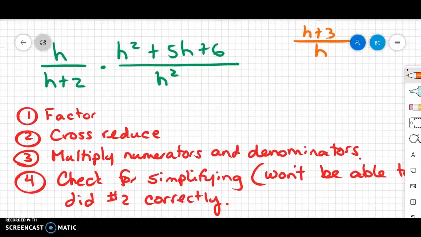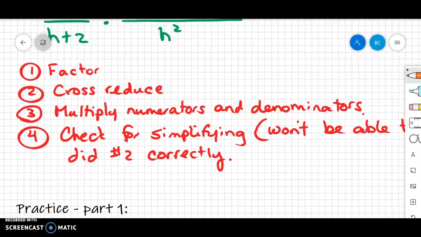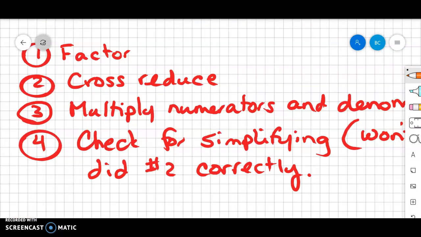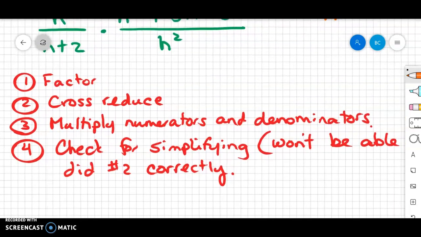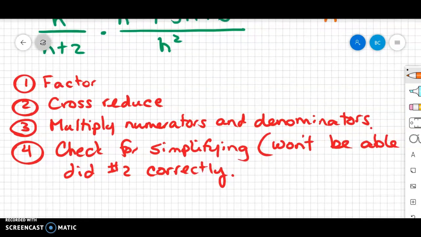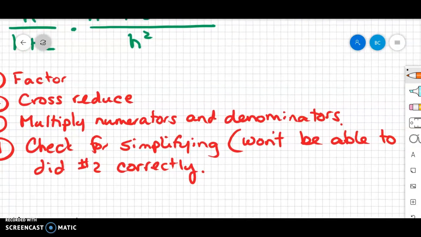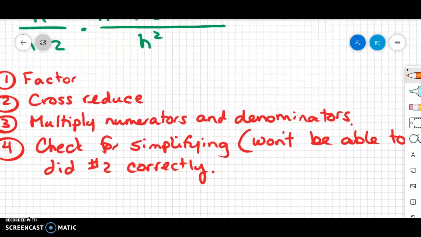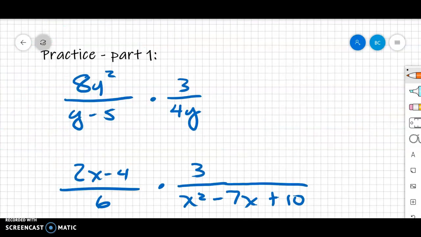So just to summarize what we've just done there, the first step is to factor, the second step is to cross-reduce, the third step is to multiply the numerators and the denominators, and the fourth step is to check for simplifying, but you won't be able to do that if you did number 2 correctly. So if you cross-reduced, you won't have anything further to simplify at the end. So I'm going to give you a couple practice problems to do now. Go ahead and pause the video, and then when you come back, there will be answers here.